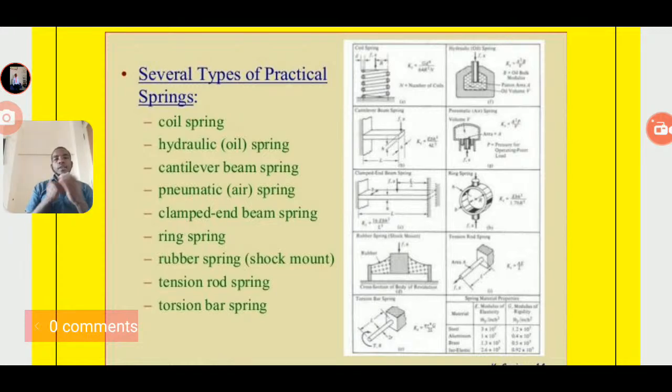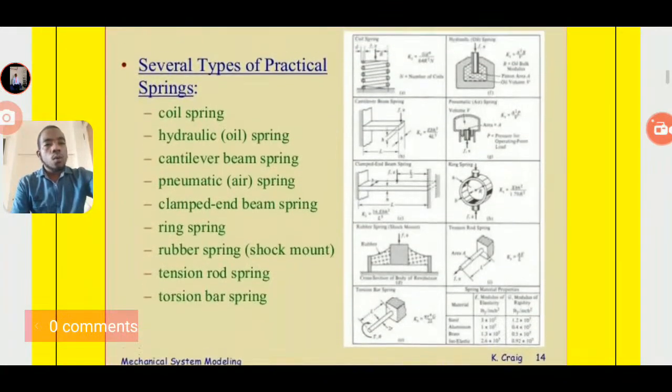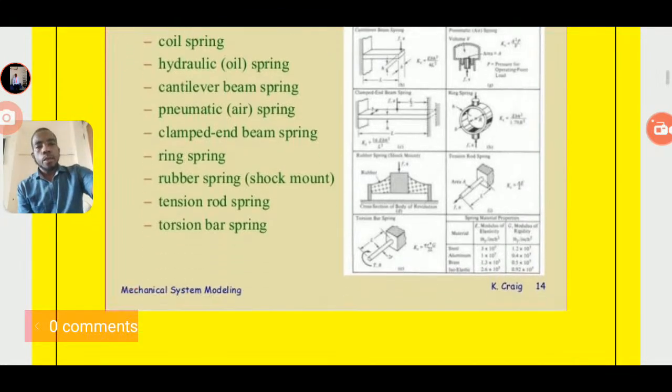So we have the coil spring, the hydraulic or oil spring, and the cantilever beam spring. This is the pneumatic or air spring, and the clamped-in beam spring, ring spring, rubber spring, or shock mount. Then the tension rod spring and the torsion bar spring. You can see these types of springs from this graph also.